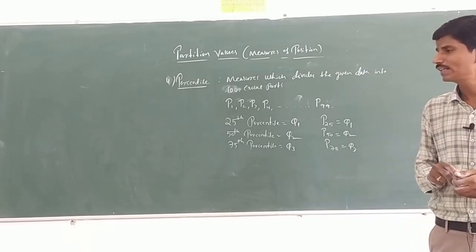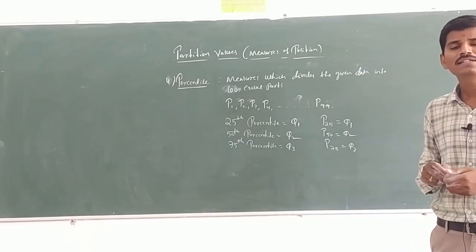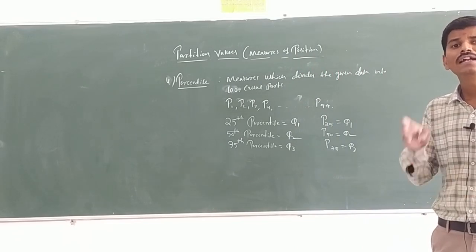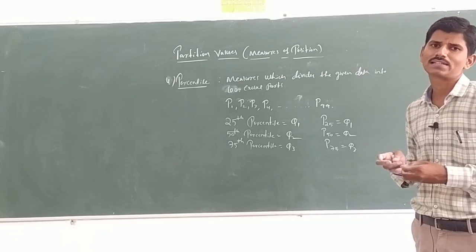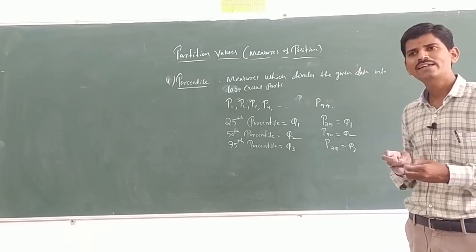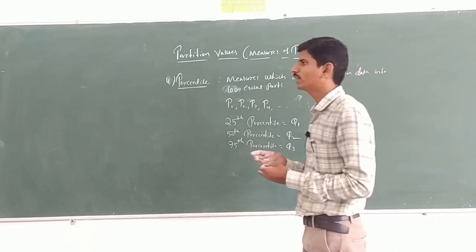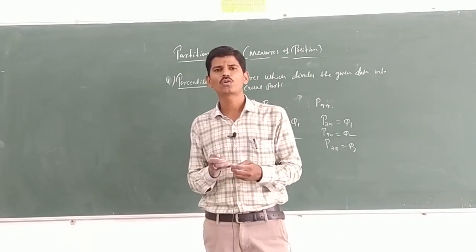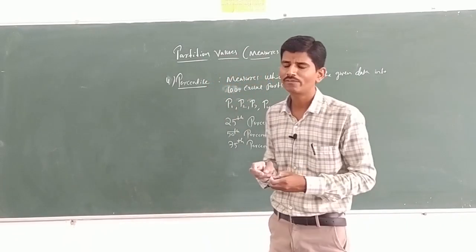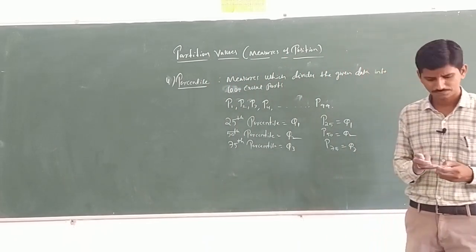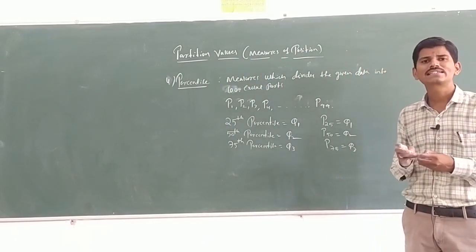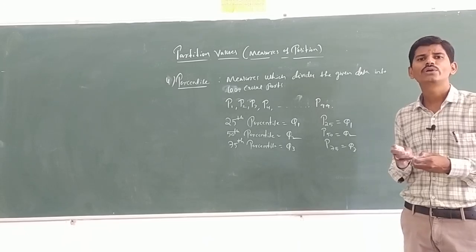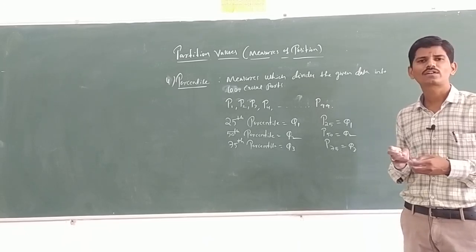What is a decile? Measures which divide the given data into 10 equal parts are said to be deciles. There are totally 9 deciles, denoted by D1, D2, D3 and so on up to D9, which divide the given data into 10 equal parts. In deciles, the 5th decile D5 equals Q2, the second quartile.